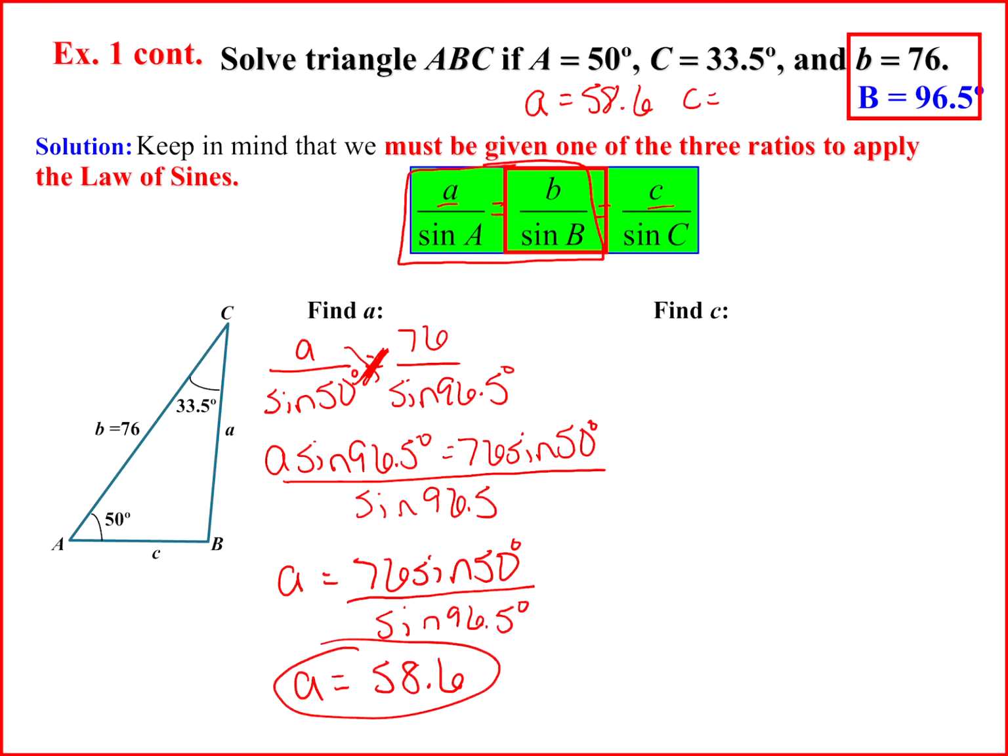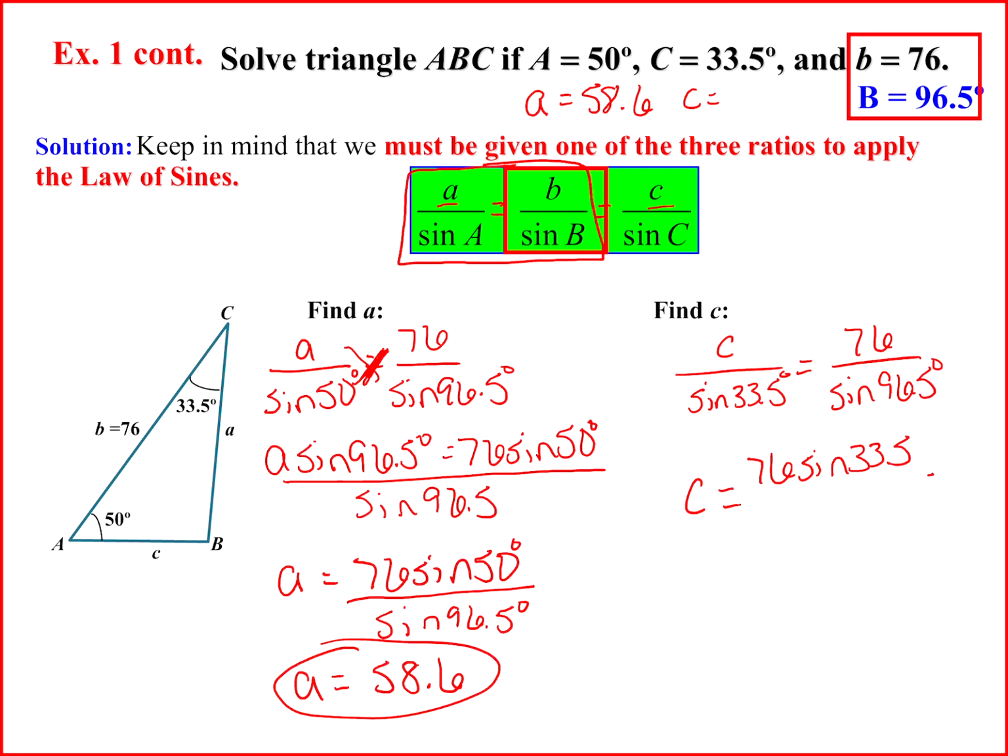Now we need to find little c, so we're going to set up another proportion. C over sine of 33.5 equals our 76, our b, over sine of 96.5. So c, you'll get used to doing this, is just going to be 76 sine of 33.5 over sine of 96.5. Again, working it out in your calculator, you should get 42.22.